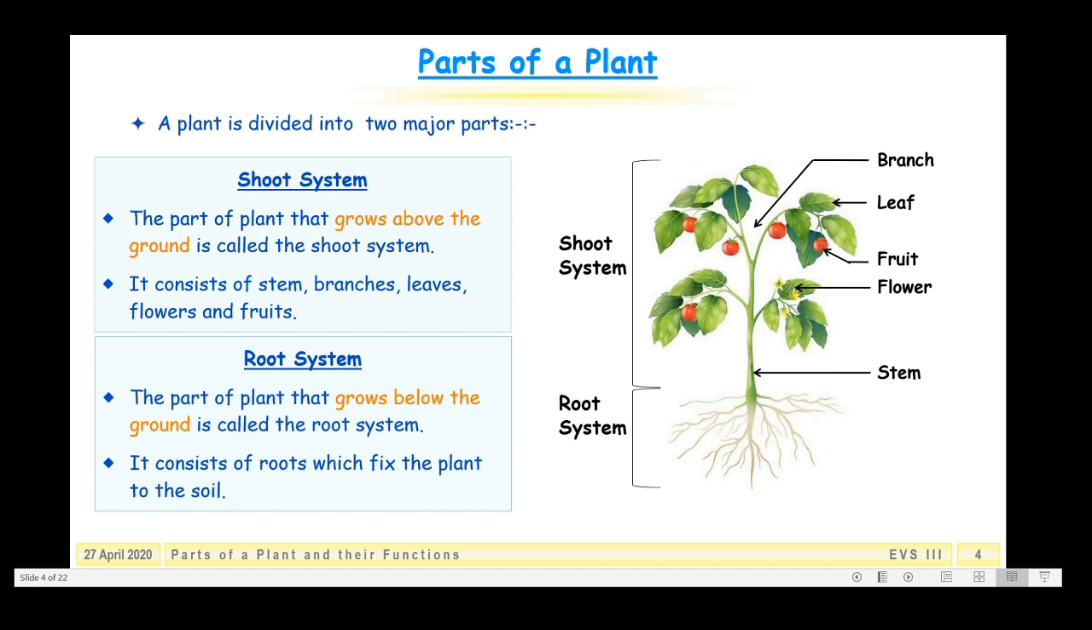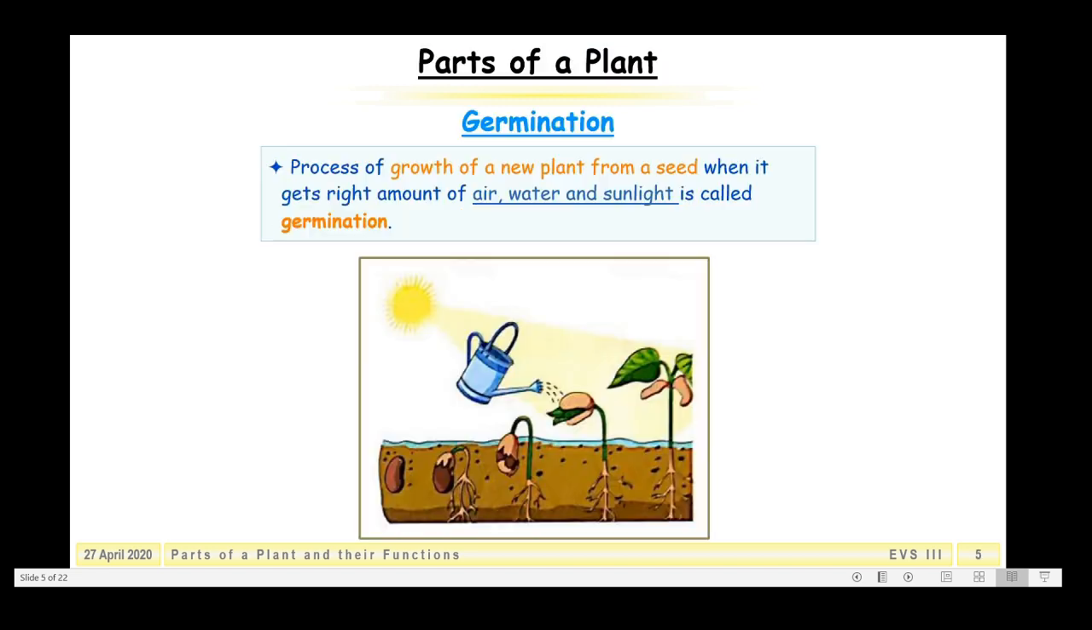Now let us understand some scientific terms that we'll be using during this session. So first is germination. The process of growth of a new plant from a seed when it gets the right amount of air, water and sunlight is called germination. So here you can see that one small seed first produces the roots. Roots go deep into the soil to absorb water, and then it gives rise to the stem, and then the stem eventually comes out of the soil, right?